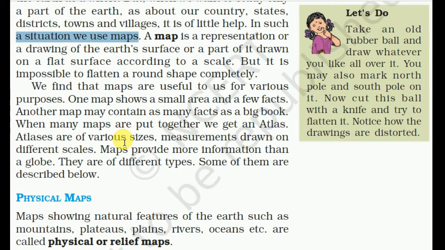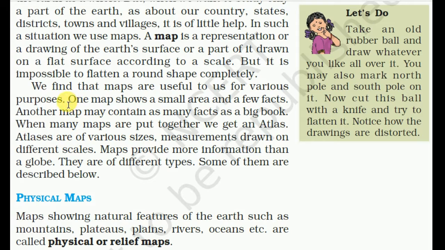A map is a representation, a drawing of the earth's surface or a part of it, drawn on a flat surface according to a scale. But it is impossible to flatten a round shape completely. It is impossible. We find that maps are useful for us for various purposes.